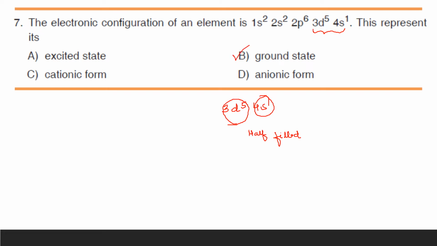But actually, there is some problem with this electronic configuration. They have missed out the 3s and the 3p orbitals. Other than that, if you are only looking at the valence electron, it corresponds to the ground state of the atom. So B is the answer.